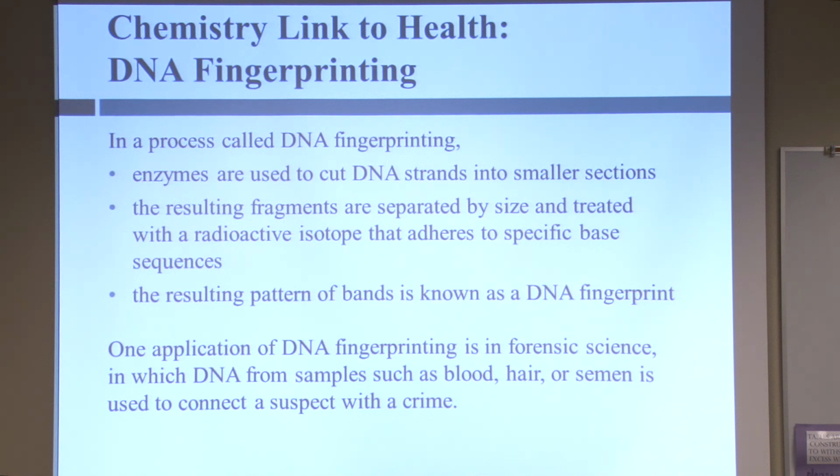So DNA fingerprinting. In a process called DNA fingerprinting, we cut DNA strands into smaller sections. The resulting fragments are separated by size and treated with a radioactive isotope that attaches to the specific base sequence. So we get the base sequence in the DNA. All of us have a specific DNA sequence. So that is the DNA fingerprint. If we get the sequence of the bases, we have the fingerprint.